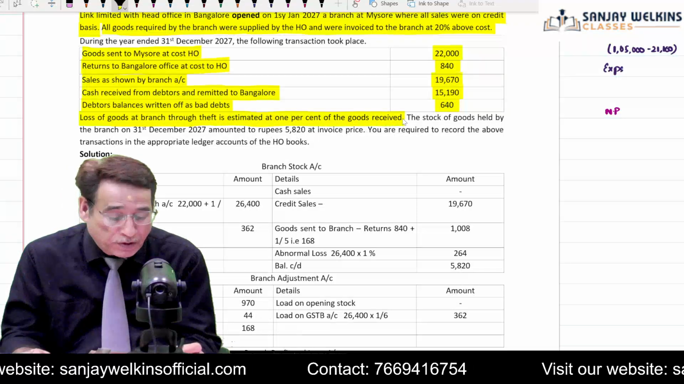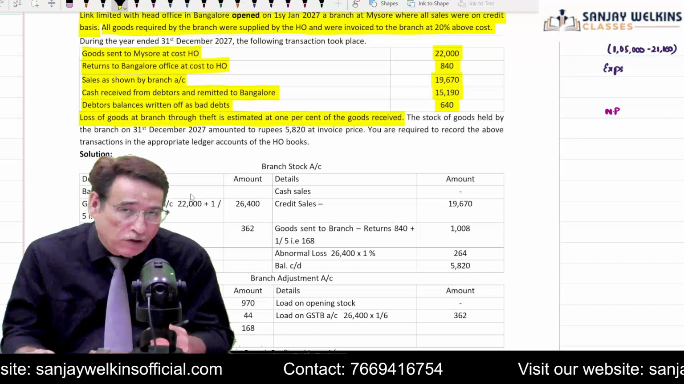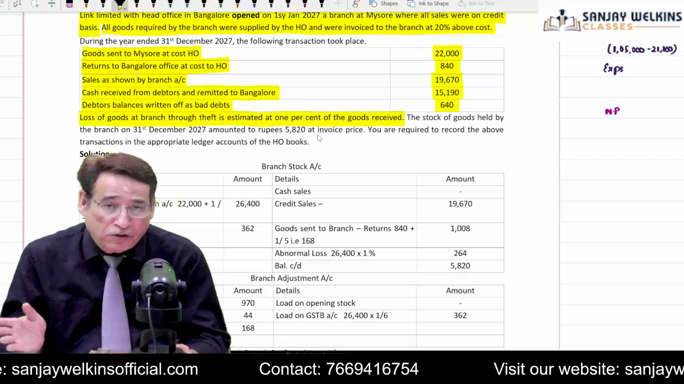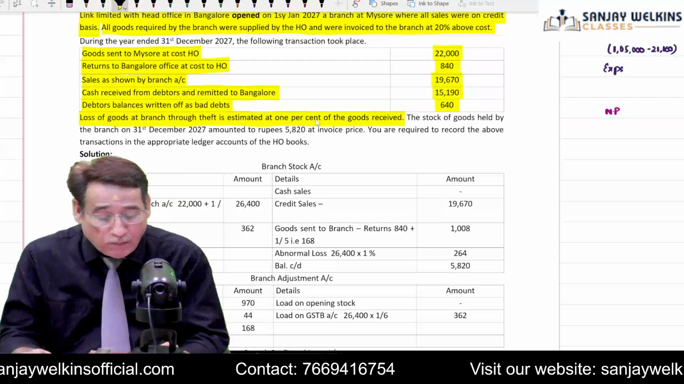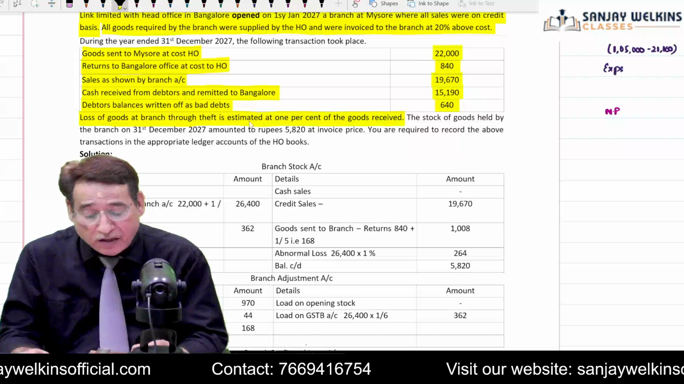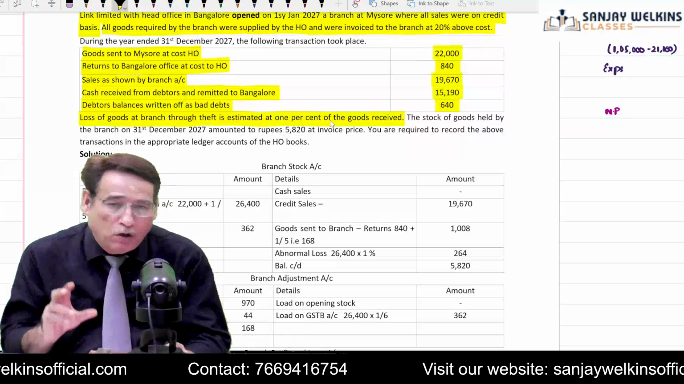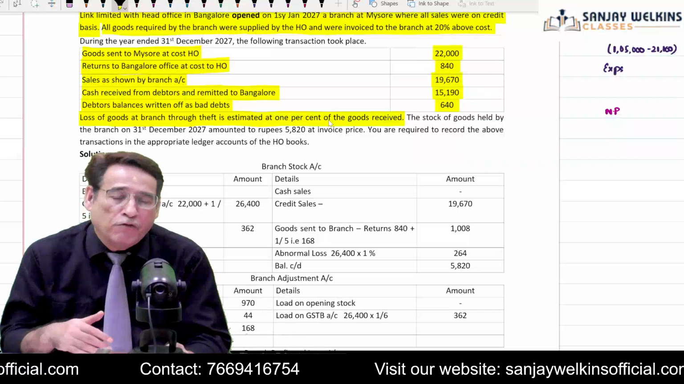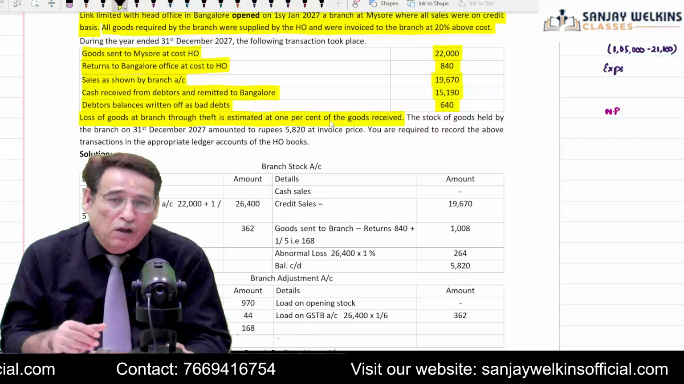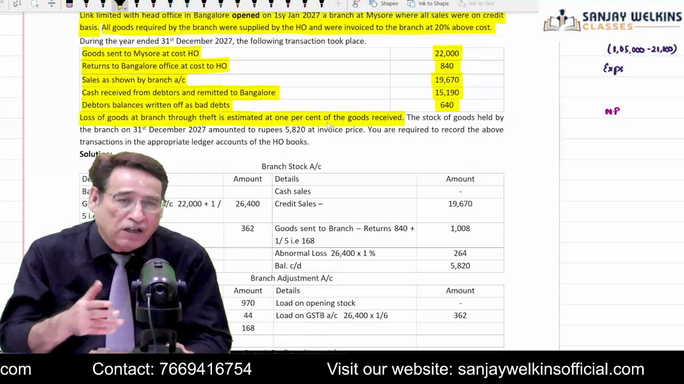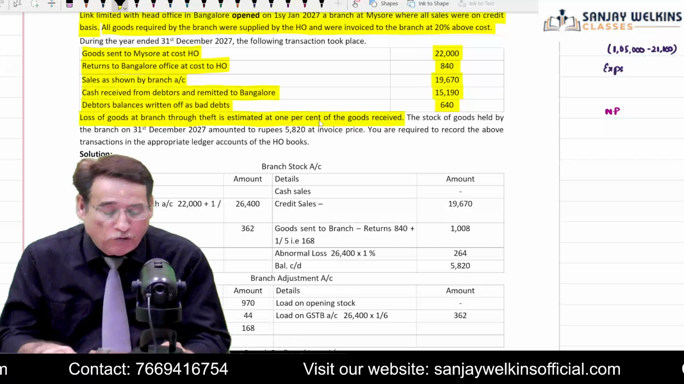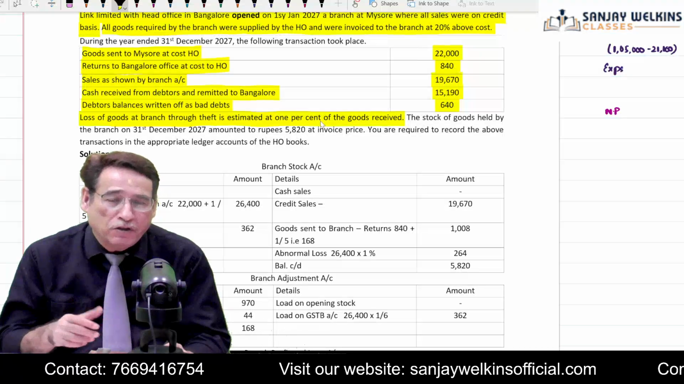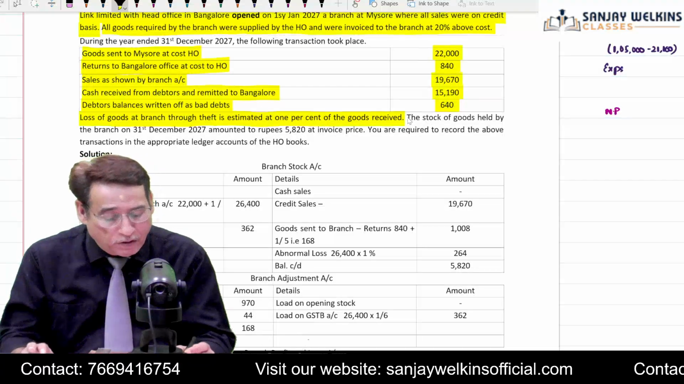of the goods received. So whatever goods which have been received by the branch, now it is written that 1% of the goods received is loss of theft. So loss of theft is not given to us in absolute terms, but we will be able to find it out. So whatever goods which the branch must have received, we will take 1% of that, and 1% of that will be equal to your abnormal loss.